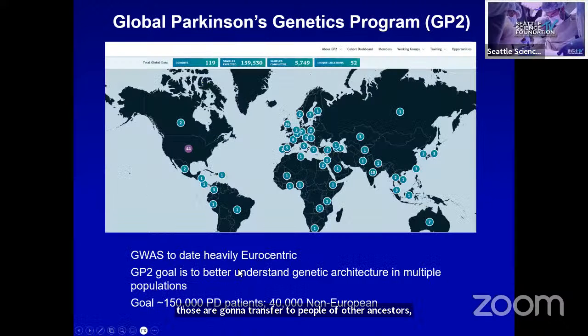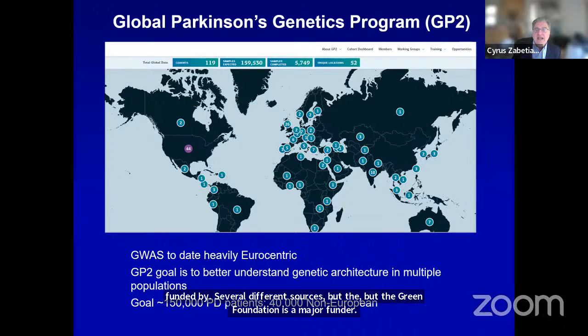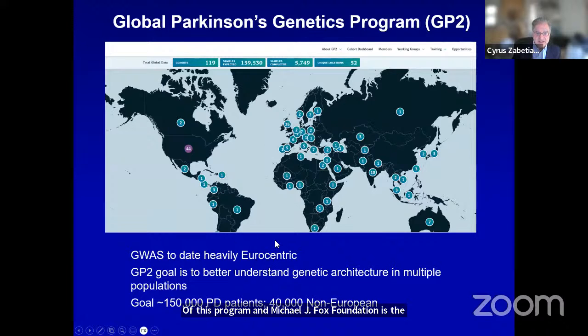And so to try to combat that problem, there's a program called the Global Parkinson's Genetics Program, GP2, that's funded by several different sources, but the Brin Foundation is a major funder of this program, and Michael J. Fox Foundation is the organization that administers these grants.